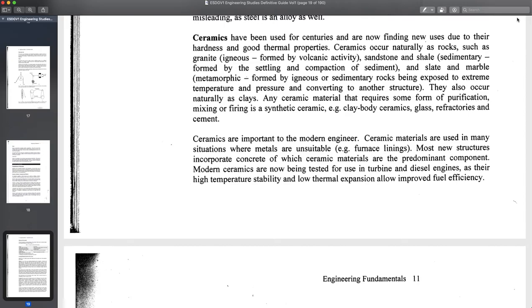Okay, so the next most commonly used ones are clay ceramics. So things like bricks are made out of clay ceramics. Your toilet is made out of it, or maybe your sink is.